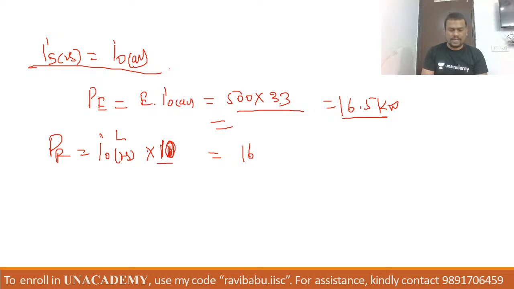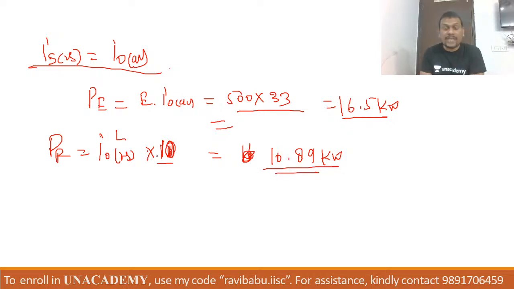So 33 square into 10. 33 square into 10 is done, beta. It is 10.89 kilowatt. Okay, 33 and 10.